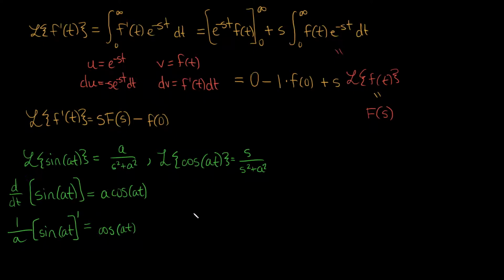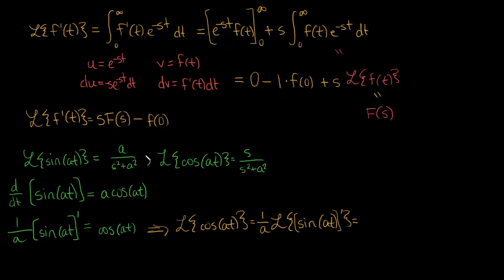That is to say that if we use our derivative formula now, we have that the Laplace transform of the cosine of at equals, and I'm going to pull out the 1 over a because the Laplace transform is linear, 1 over a times the Laplace transform of the sine of at prime. So the derivative of the sine of at.